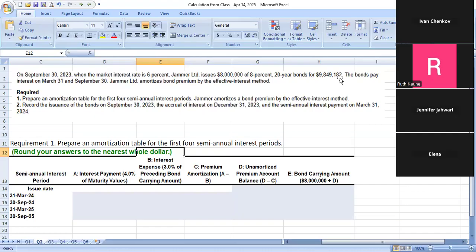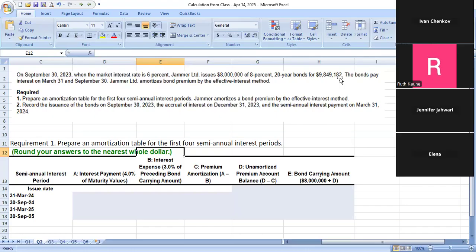So first we have to prepare an amortization table for the first 4 semi-annual interest periods, in which this company amortized the bond premium by the effective interest method, and record the issuance of the bonds on September 30th, accrue interest on December 31st, 2023, and semi-annual payments on March 31st, 2024. So we have to record the first 3 transactions in the life of those bonds.